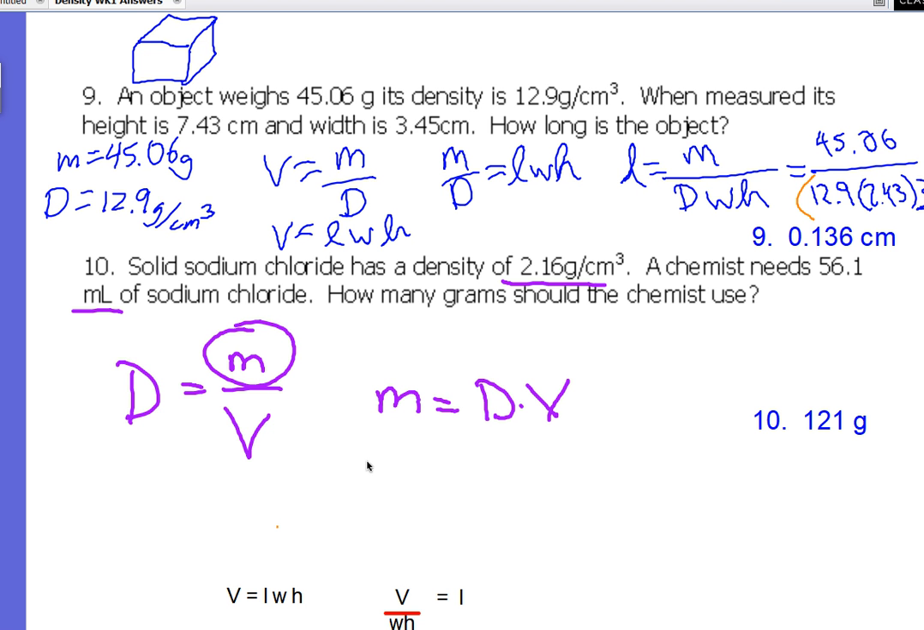Compared to number 9, 10 is easy. We have a density, we have a volume, find the mass. So plug in what you know and solve.